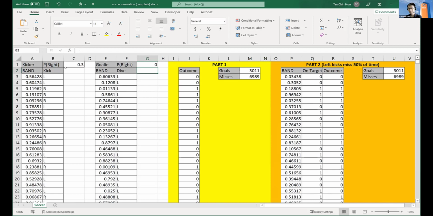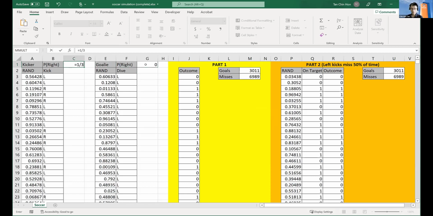Okay, and so if the kicker only kicks to the right 30% of the time, you can play around with the numbers. You realize that diving to the left is going to actually end up with better results than diving to the right over there. Okay, and what you can do is just play around with the numbers.